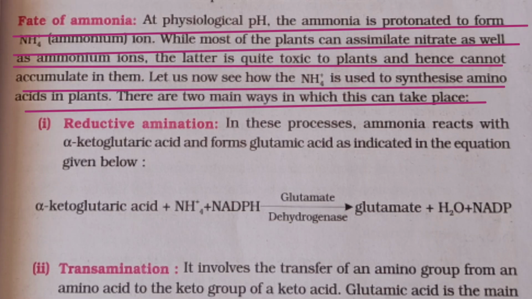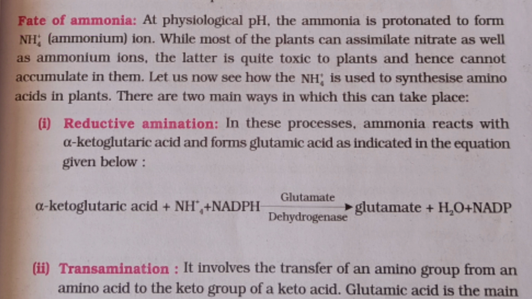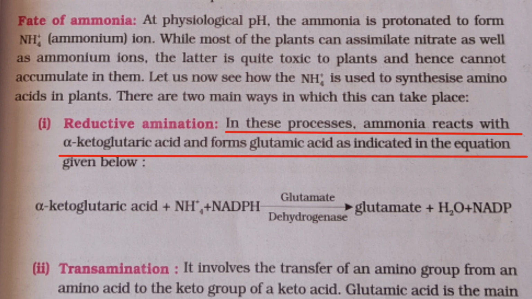Fate of ammonia. At physiological pH, the ammonia is protonated to form the NH4 ion. It is quite toxic to plants and hence cannot accumulate in them. So, there are two main ways in which this can take place. One is reductive amination, second is transamination. Reductive amination reacts ammonia with alpha ketoglutaric acid and forms glutamic acid, as indicated in the equation.